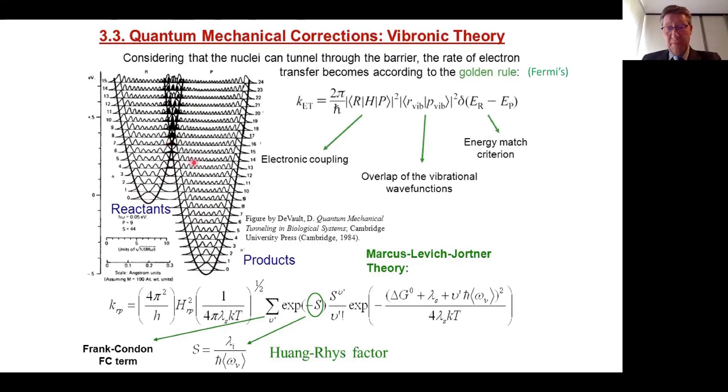Now, mathematically, it is the second part of this equation. So the Franck-Condon term is the summation of these exponential functions with this normalization or scaling factor in front.